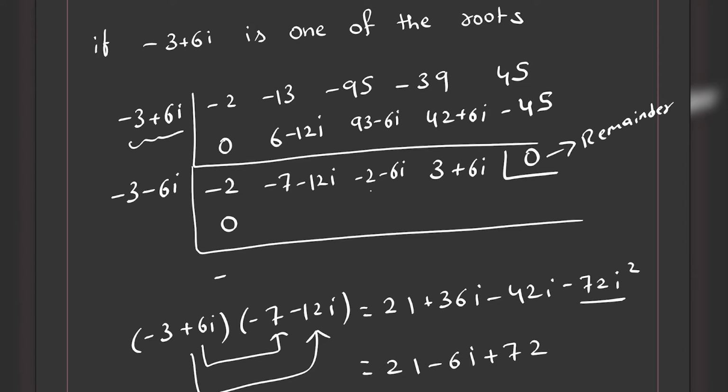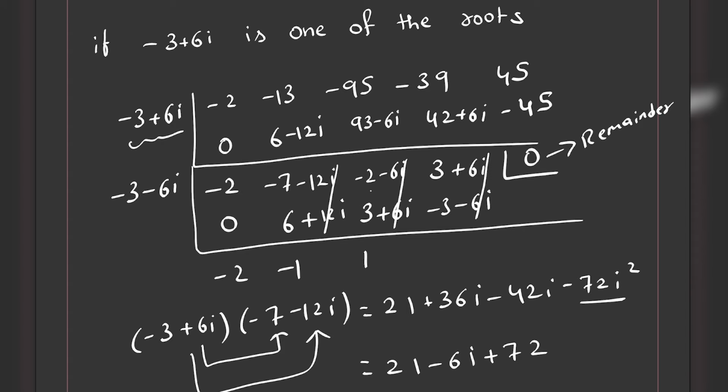Minus 2 and 0 is minus 2. Minus 3 minus 6i times minus 2 is positive 6, and positive 12i. So minus 7 plus 6 is minus 1, and minus 12i plus 12i gets cancelled, right? So that makes our job a little bit easier. And then again, minus 3 minus 6i times minus 1, so that is positive 3 and positive 6i. Now minus 2 plus 3 is 1, and 6i minus 6i gets cancelled again. Okay, perfect. Minus 3 minus 6i times 1, which is minus 3 minus 6i.